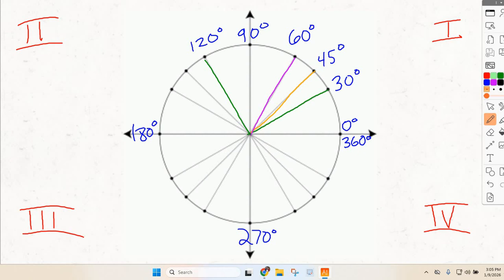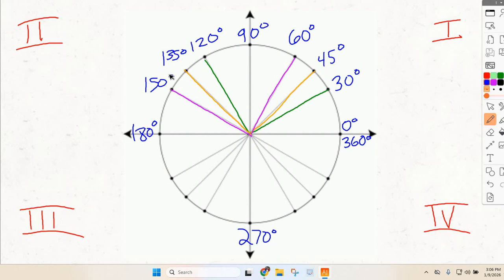I can do the same thing for my middle angle. It will also have a right angle with 45, and I will have a right angle with 60. So if I take 45 and add 90, what do we get? 135. And if I take 60 and add 90, we get 150. So those should be our three angles in our second quadrant.